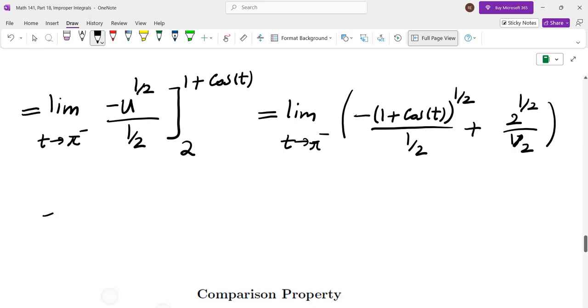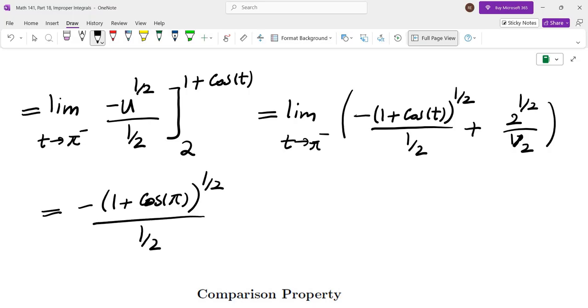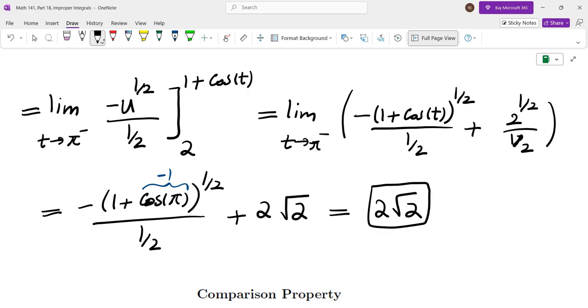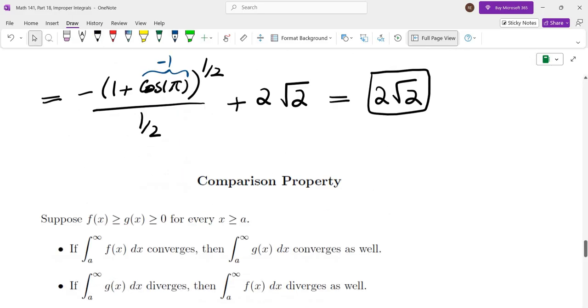Let's plug in pi. We get minus 1 plus cosine of pi to the power of 1 half divided by 1 half plus, well, I can bring the 1 half to the exponent to the numerator. We get 2 root 2. And cosine of pi is negative 1. 1 plus negative 1 is 0. So the answer becomes 2 root 2. So this does converge to 2 root 2.